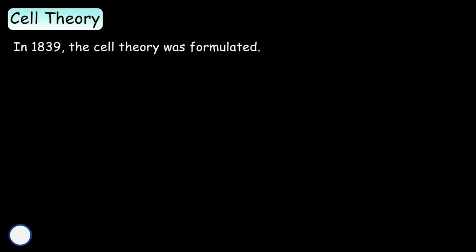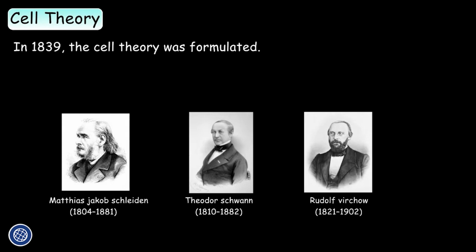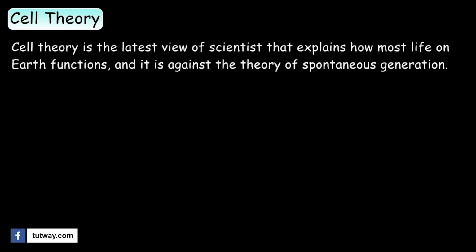In 1839, the cell theory was formulated, which is mainly credited to Matthias Schleiden, Theodor Schwann, and Rudolf Virchow. Now, we will learn about the cell theory. Cell theory is the latest view of scientists that explains how most life on Earth functions, and it is against the theory of spontaneous generation.